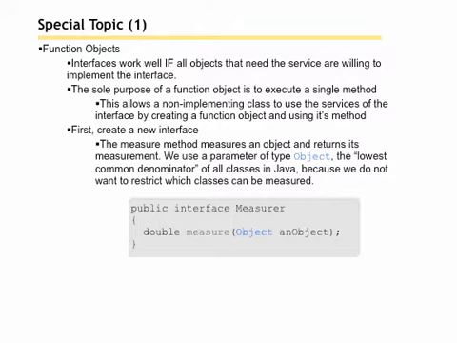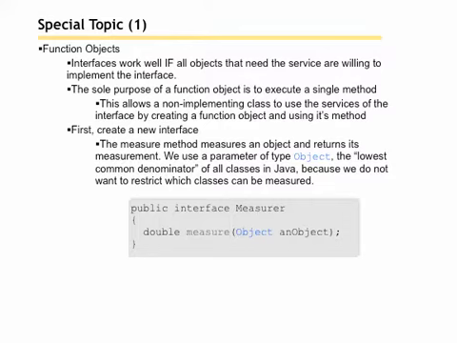Function object interfaces work well if all objects that need the service are willing to implement the interface. If you don't implement the interface, then what good is it? It's not helpful. The sole purpose of a function object is to execute a single method. This allows for a non-implementing class to use the service of the interface by creating a function object and using its method. So it's just an object that does one thing.